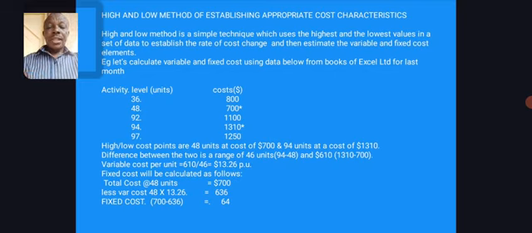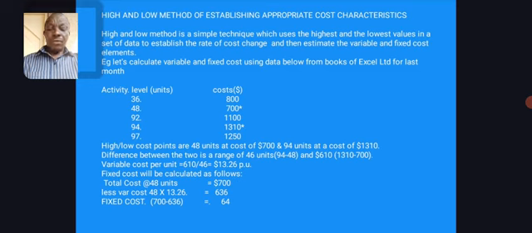Our topic centers around the high and low method of establishing appropriate cost characteristics. In our previous lecture, we talked about cost characteristics and cost behavior patterns. But now, if you have data from an organization, sometimes you may be required to determine how costs behave, and establish which ones are fixed and which ones are variable from a set of data you have been given. So the high and low method is one of those simple techniques that we use to determine this.